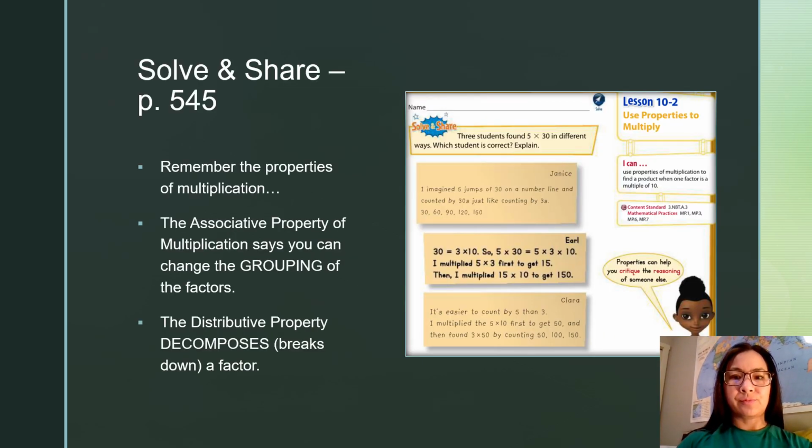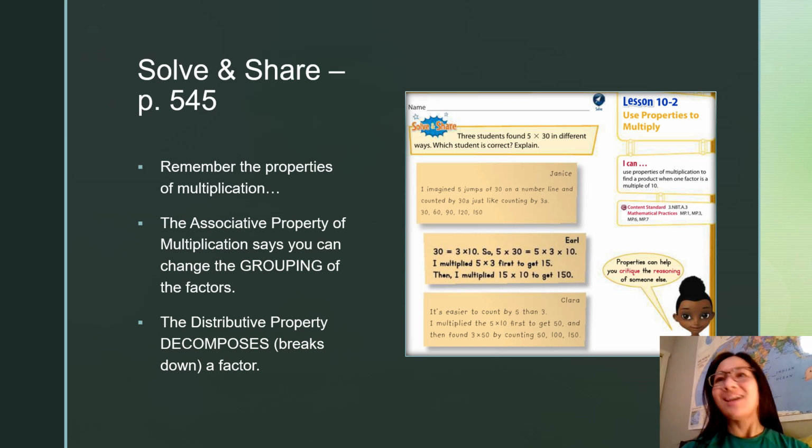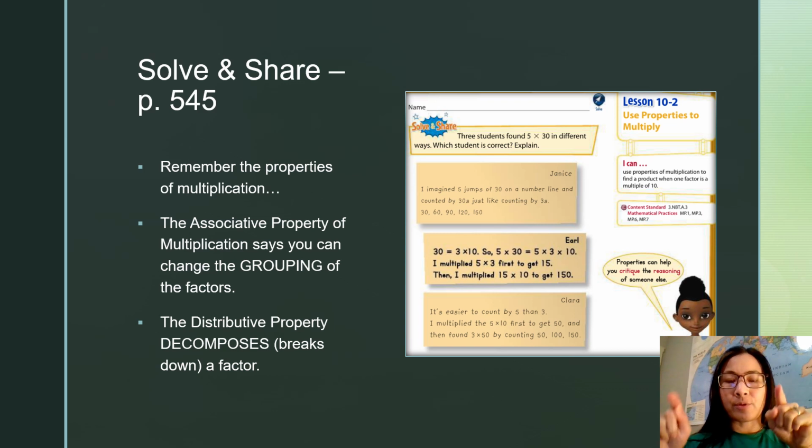All right, so first of all, you can follow along in your workbook. This is page 545. Before we attempt the solve and share, shown here, I'd like to remind you about the properties of multiplication. Do you remember the one called the associative property of multiplication? Associative? So that's the one that says you can change the grouping of the factors. Do you remember what factors mean? Those are the numbers that you are multiplying together. So you can change the way you're grouping them, where the parentheses go.